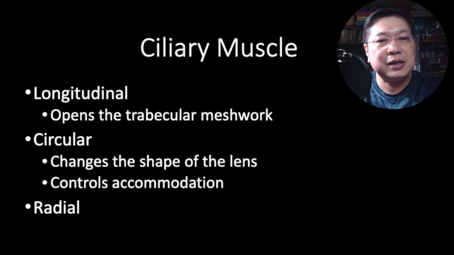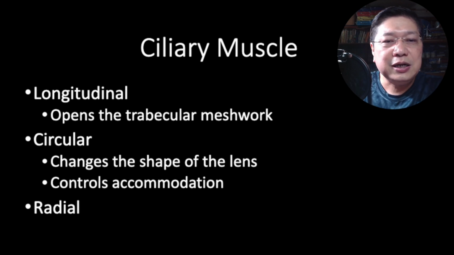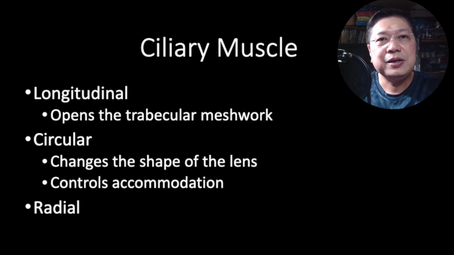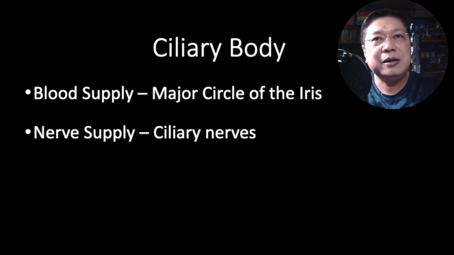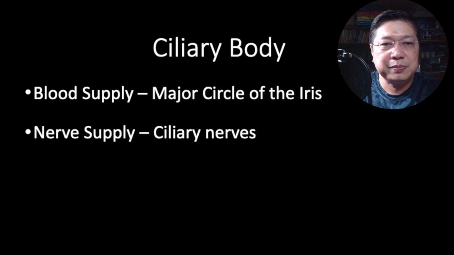Okay, the radial muscles, we're not really sure what it does. It's theorized to help the longitudinal muscles in opening the trabecular meshwork. But again, as we said, we're not really sure what it's doing. The ciliary body also has a blood supply from the major circle of the iris, and the ciliary nerves are supplying the nerves of the ciliary body. It controls the ciliary body.